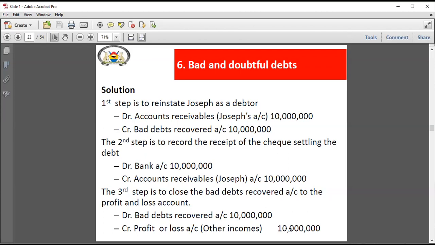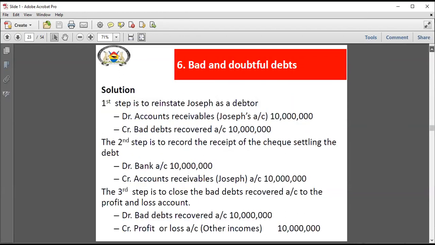Now, the reason why we are reinstating it back as accounts receivable is to make sure that we have something to recognize the money against. But also, after we have done that, we go ahead to credit our P&L with the 10 million as an income, because this money had been written off already and now it has come in within our books.